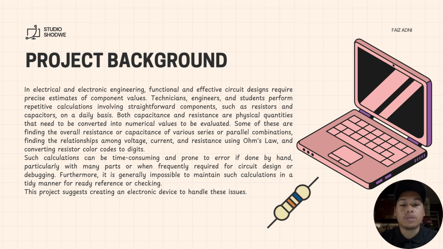Ohm's law and converting resistor color codes to digits. Such calculations can be time consuming and prone to error if done by hand, particularly with many parts or when frequently required for circuit design or debugging. Furthermore, it is generally impossible to maintain such calculations in a tidy manner for ready reference or checking. This project suggests creating an electronic device to handle these issues.